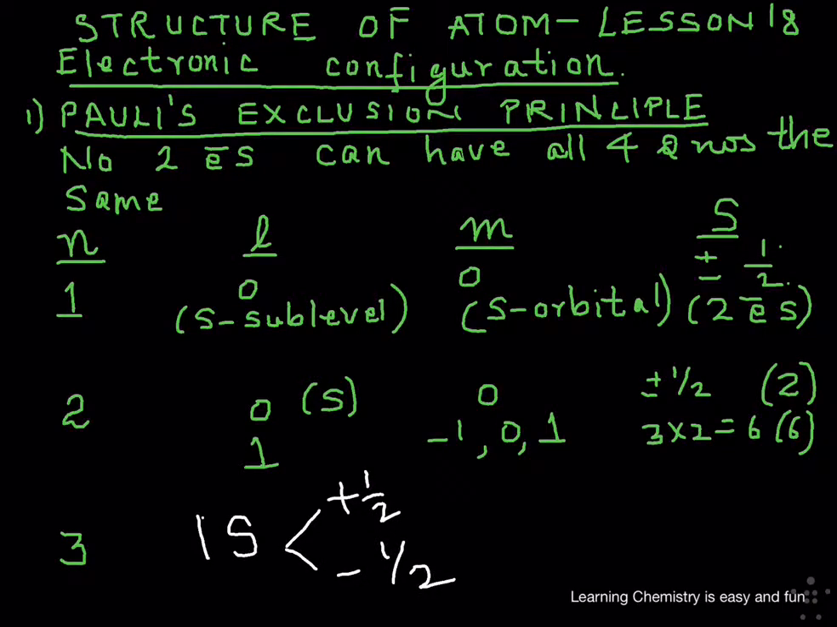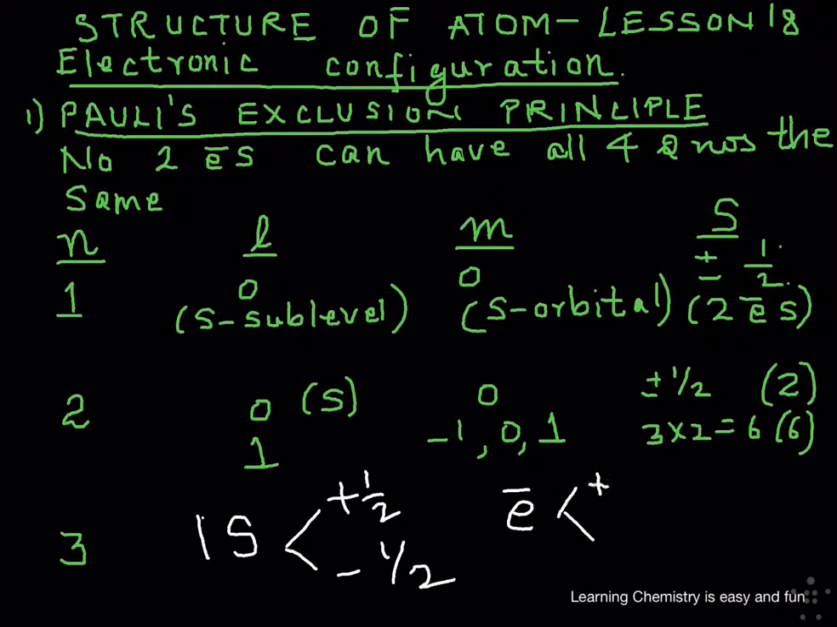Supposing I add another electron to this. Now for this electron, n will be 1, because it's the first energy level. l will be 0, because we are talking about the s sublevel. m will again be 0 because the value of m is dependent on the value of l. So m is also 0. Now the spin quantum number. Spin can either be plus half or minus half.